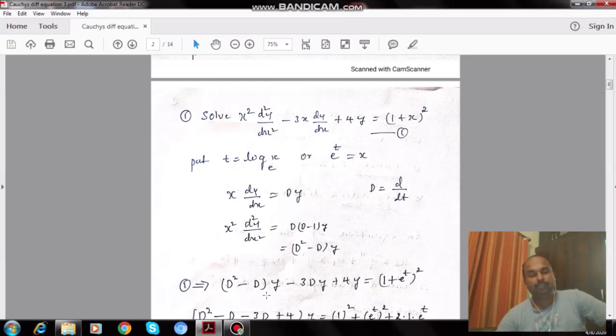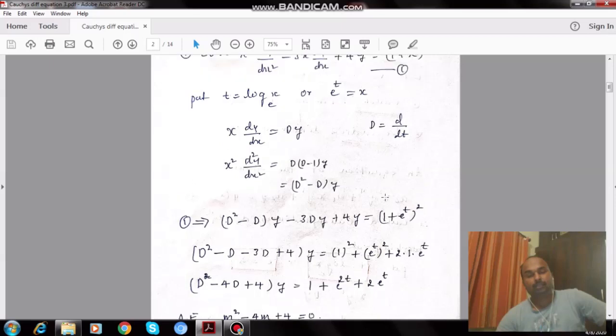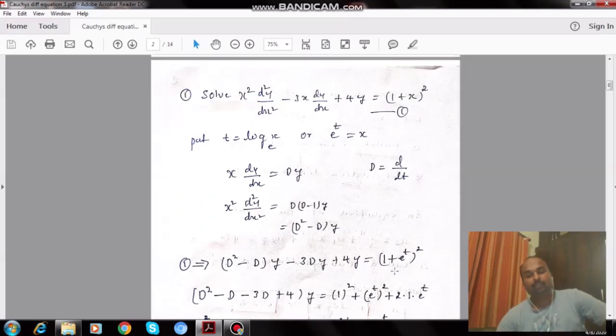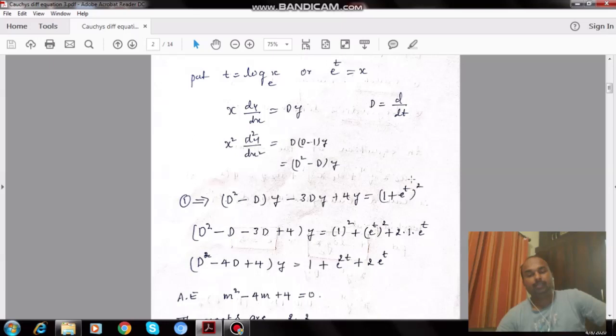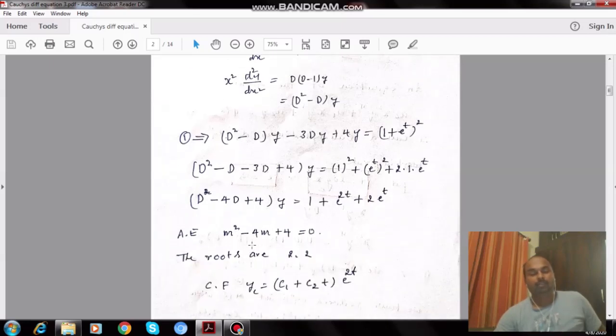Now you substitute these things in the given differential equation. So it becomes D square minus D into y, 3x into dy by dx, that is 3 Dy, plus 4y, equals 1 plus x, which means it is e power t, so 1 plus e power t. On the right hand side apply a plus b whole square, a square plus b square plus 2ab. On the left hand side you take y common: D square minus D minus 3D plus 4 into y. 1 square is 1, e power t whole square will be e power 2t, this will be 2 e power t. So now the auxiliary equation is m square minus 4m plus 4 equals 0.